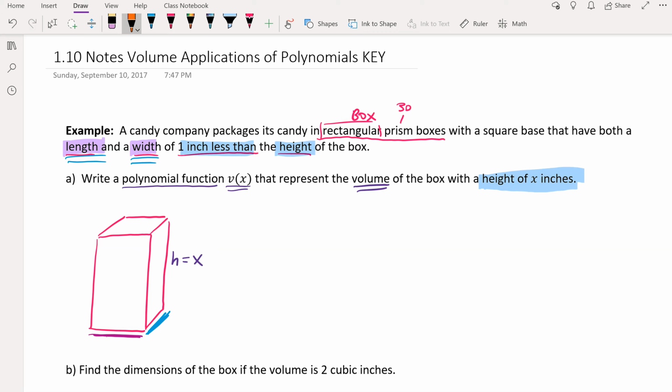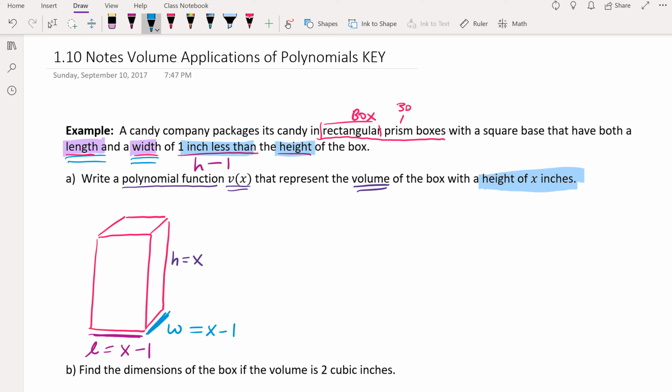Well, our length, let's write L equals, less than is subtraction, so minus 1. We're going to take away 1 because the length and the width are 1 inch less than the height. So length equals x minus 1, because remember height is x. One inch less than the height is h minus 1, but h is x, so that's the same as x minus 1. And our width is the same thing, 1 inch less than the height, so we're going to call our width x minus 1 as well.